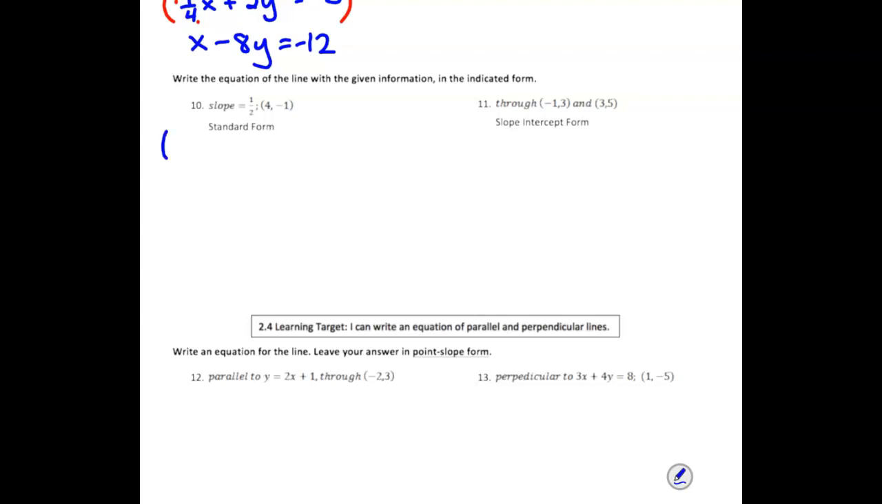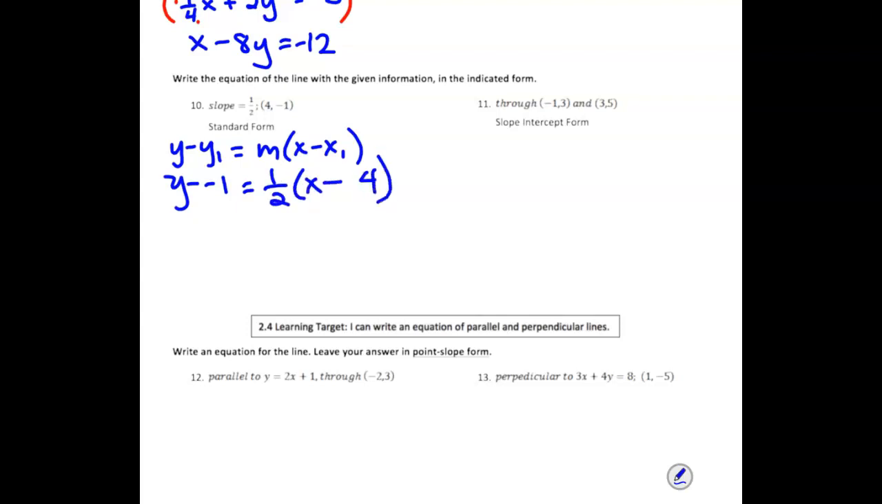So point slope form is y minus y1 equals our slope m times x minus x sub 1. And then we're going to plug in our values. So y minus our y coordinate of negative 1 equals our slope times x minus our x coordinate, which is 4. Subtracting a negative is really just adding, so y plus 1. Distributing, we get 1/2 x minus half of negative 4 would be negative 2.